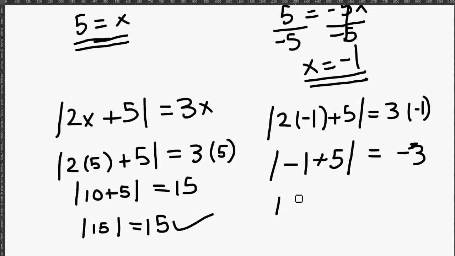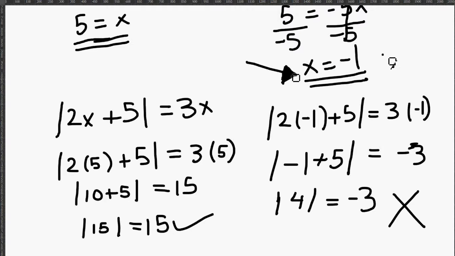And is the absolute value of 4 equal to negative 3? No. The absolute value of 4 is just 4. So this is wrong. And so now we know that x equals negative 1 is an extraneous solution. And all we have to do with the extraneous solution is not include it in the answer. So that gets eliminated. And the only answer to this problem is actually x equals 5.